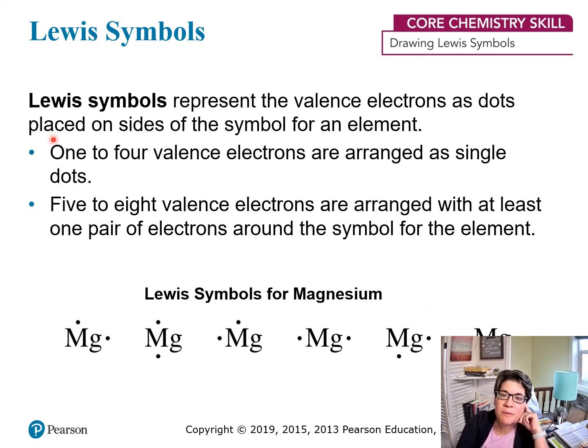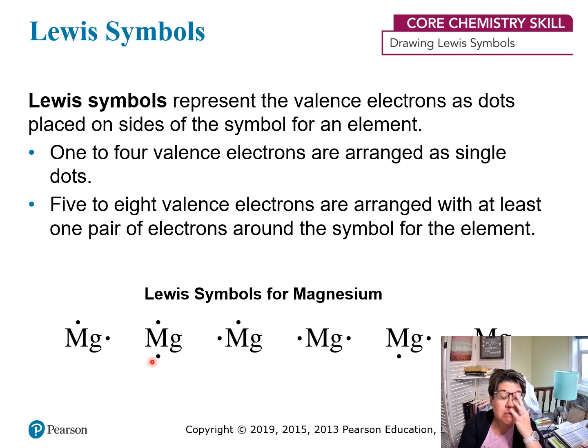We also use what we call these Lewis symbols to identify how many outer electrons there are. So these are used to show valence electrons. Magnesium, for example, is in group 2, and it has 2 valence electrons. And so these are some ways that we can draw magnesium, showing that it has 2 outer electrons. We only care about those 2 electrons because they're going to be doing the bonding.